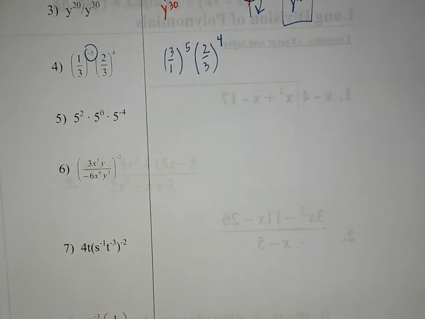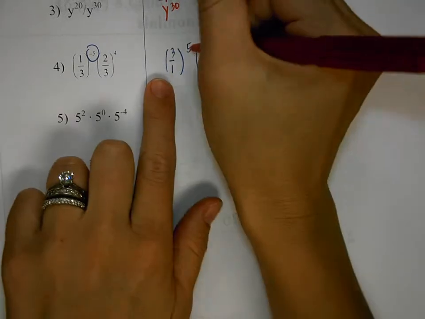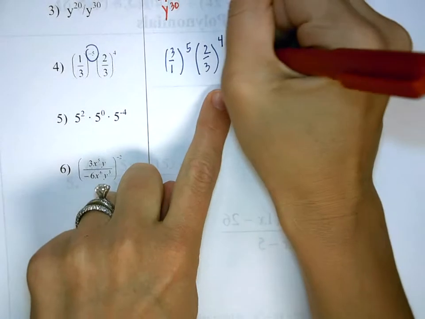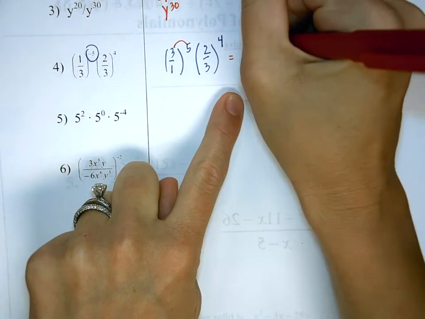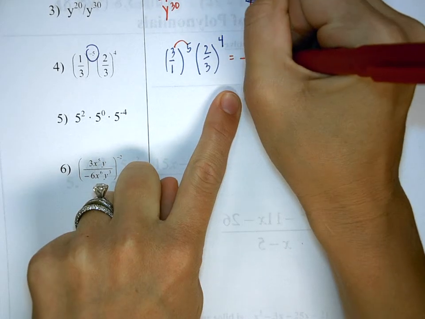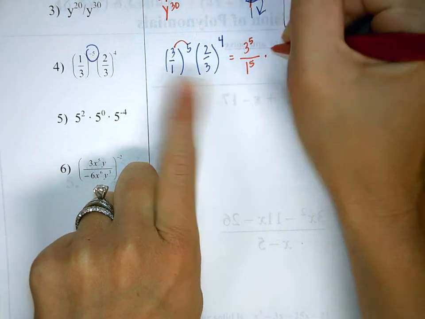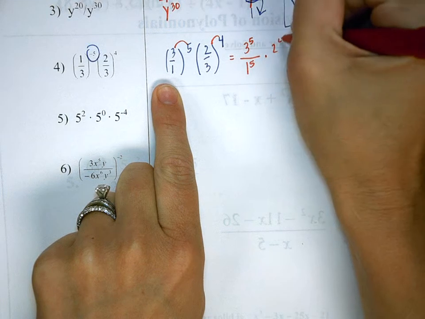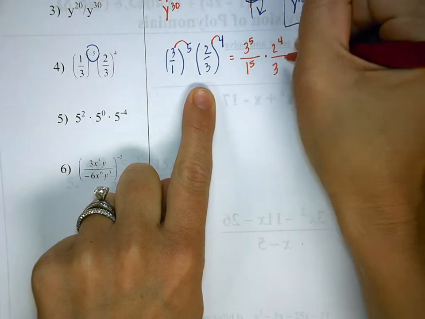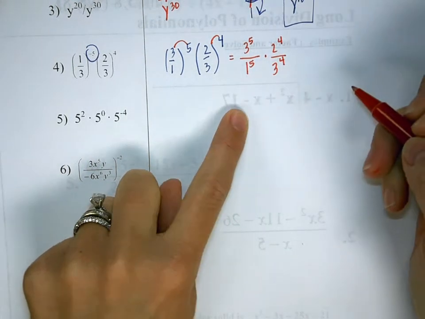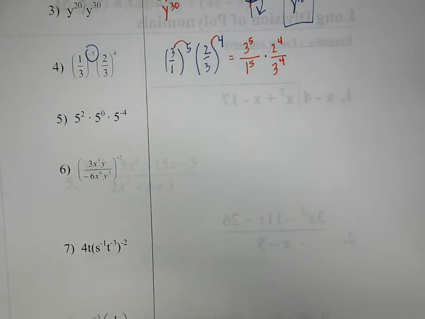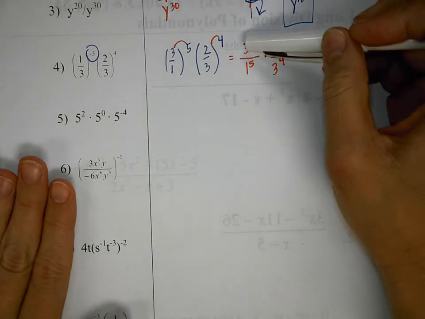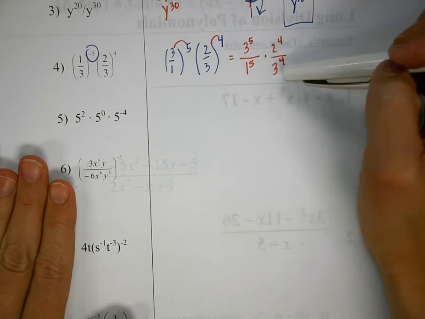Now we also talked about with parentheses, anything that the parentheses are touching, this exponent needs to go to that. So when we go and simplify, we have 3 to the 5th power over 1 to the 5th power, times here I'm going to have 2 to the 4th power over 3 to the 4th power. Okay, at this point you could go ahead and do the powers, but you don't have to. There's a much easier way, and that is if you notice that we have a 3 to the 5th here and a 3 to the 4th here. Well, what do we do when we have a fraction?